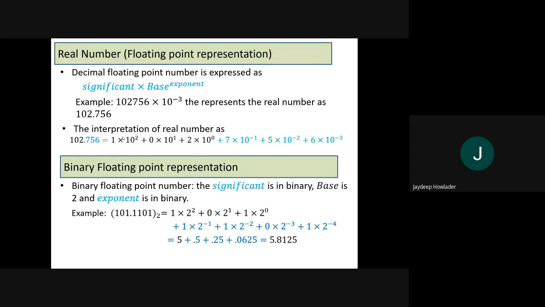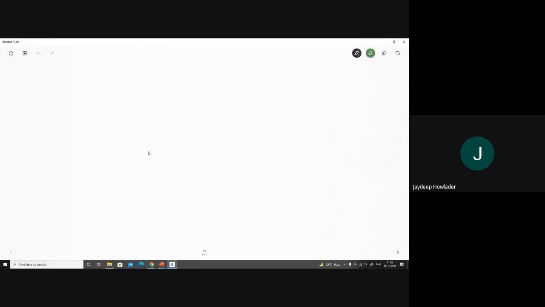Now, in this class, we'll try to understand how real numbers are represented in the computer. In our previous classes, or in the last class, we learned how an integer is stored in the computer memory, or how we represent a whole number in the computer. There is a representation which we call binary.